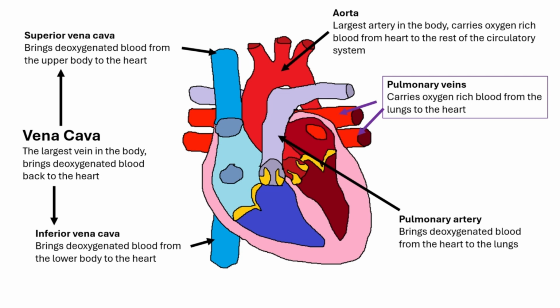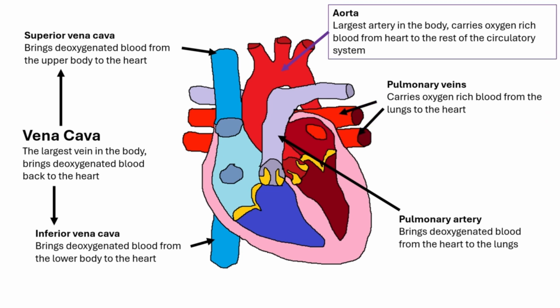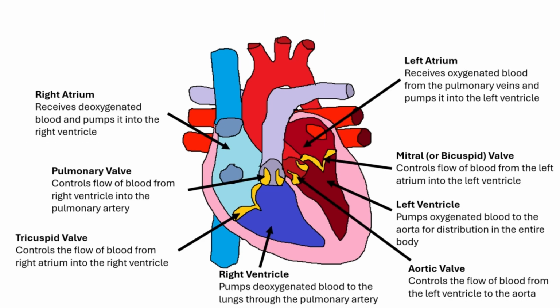Now, looking at the left side of the heart, oxygenated blood from the lungs enters the heart from the pulmonary veins. You might notice that the pulmonary veins are red. That's because they're bringing oxygenated blood in, and since they're bringing blood to the heart, we still call them veins. Then the oxygenated blood is pumped out of the heart through the aorta, which carries it to the rest of the circulatory system.